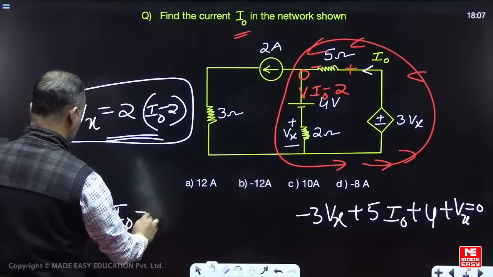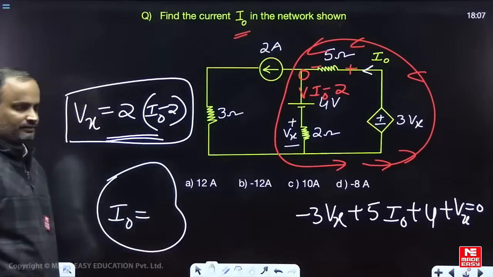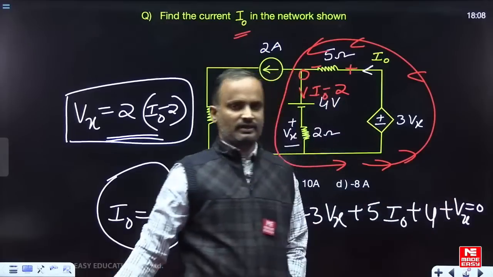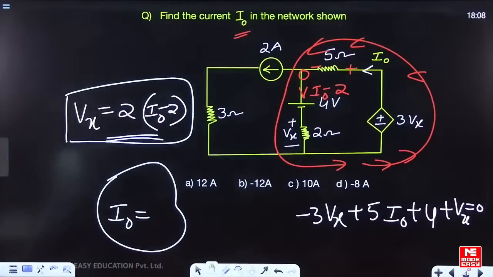Check it. I gave all the hints. Now I want the answer from your side. Put the Vx value here and simplify. By simplifying, we can find I naught, right? Give the answers.